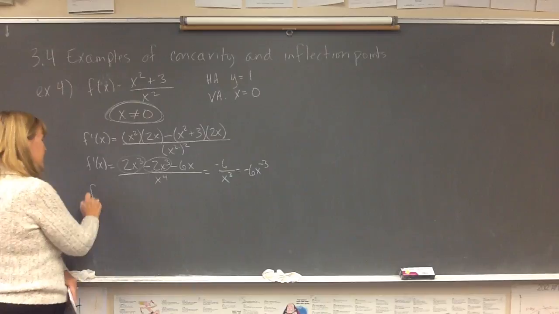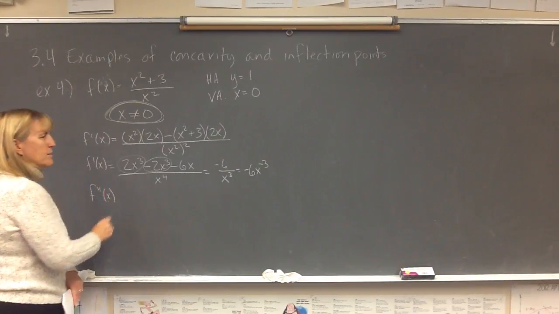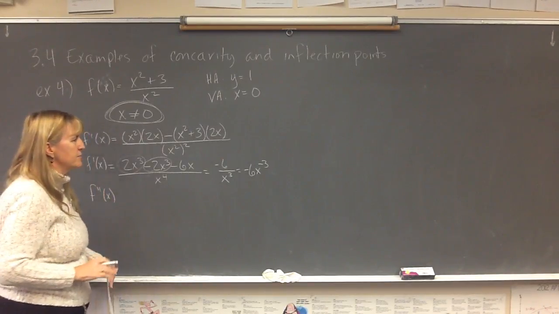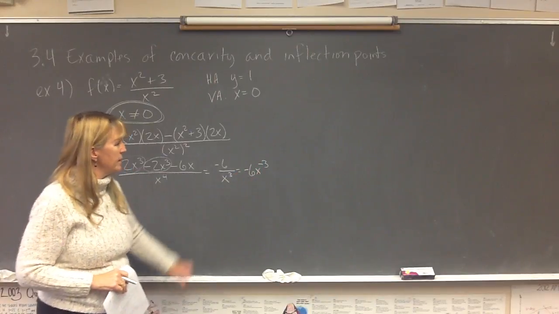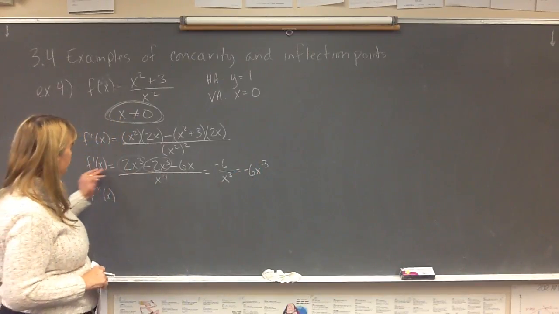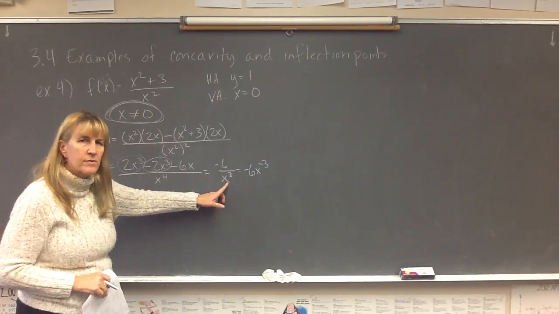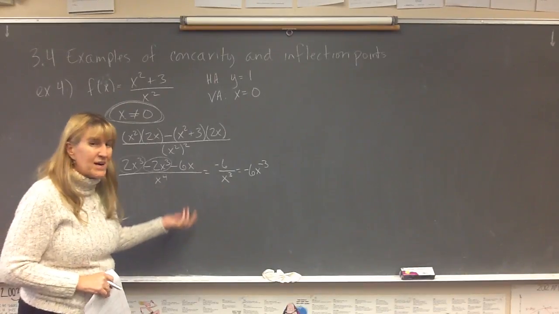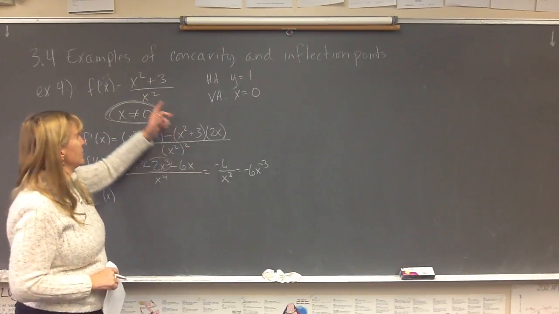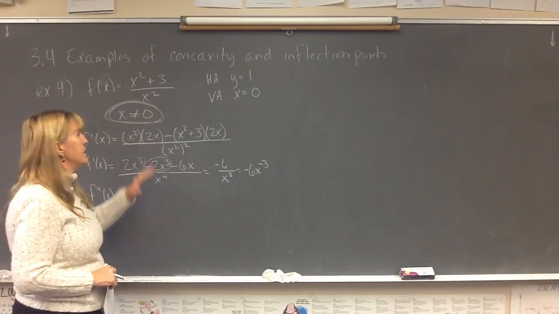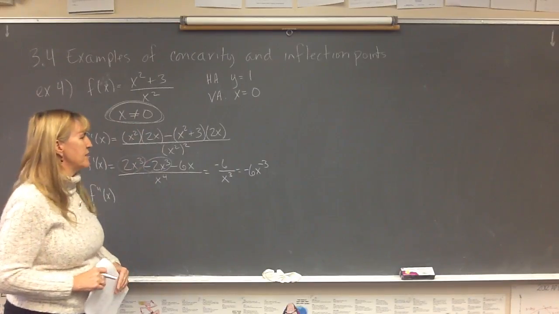Because when I do my second derivative, I don't need to do that quotient rule anymore. I can just go ahead and use the power rule. Notice here that the first derivative is not defined when x equals 0, but that doesn't mean I have a critical number, because when x is 0 I have a vertical asymptote. Anyhow, I have a point of discontinuity.